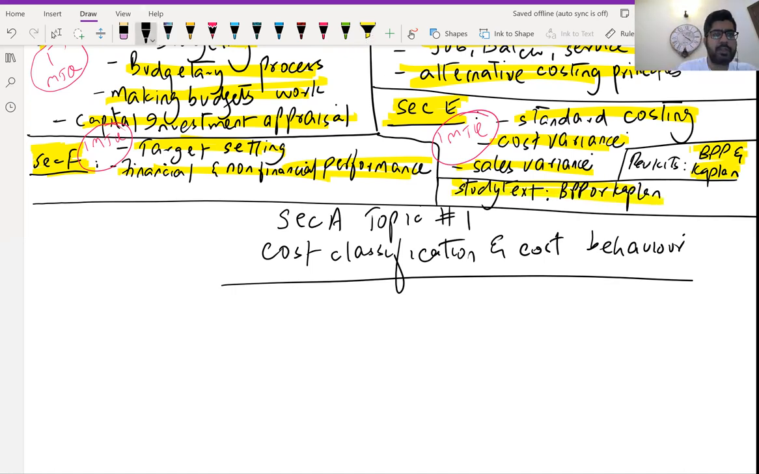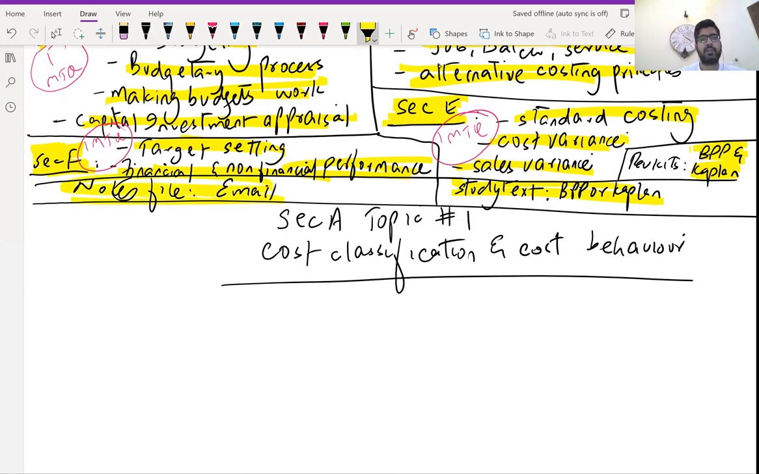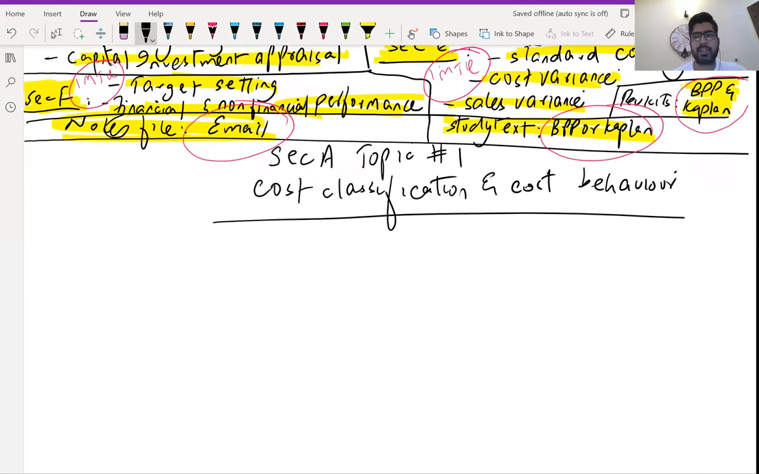Okay. And together with that, there will be a notes file, which I will share with you on email. Okay. So these are the 3 study materials that we are using. The notes file, which I will send you by email. Study text, either use BPP or Kaplan. Revision kits, both BPP as well as Kaplan. So if we do all these things, before going into the exam, how to prepare, that will be taught in the last class. But this is the study material which you need to keep. Okay. So let's start topic number 1, section A. Please note what study material you will be needing. The notes file, I will email it to you. Okay. And study text, either take BPP or Kaplan, and the revision kit, both. Okay, so we're starting section A, topic number 1, cost classification and cost behavior.